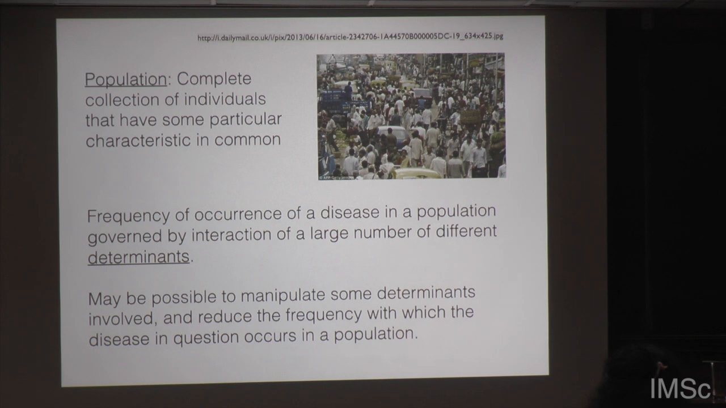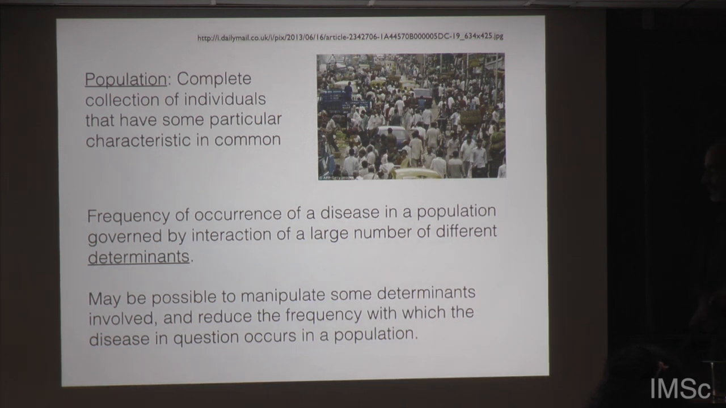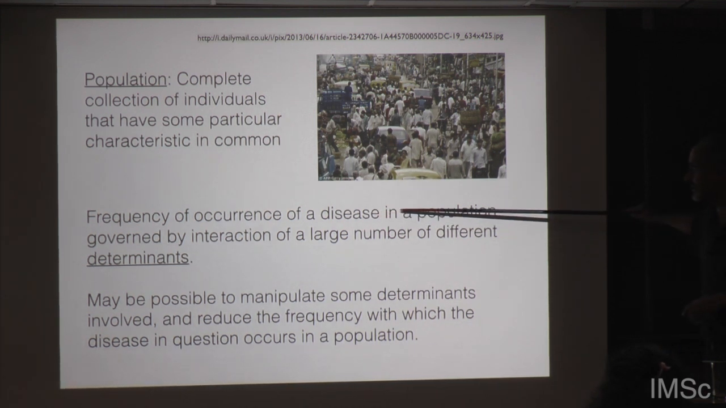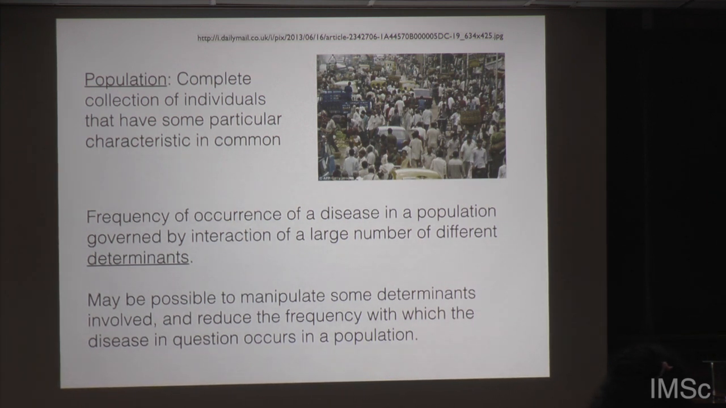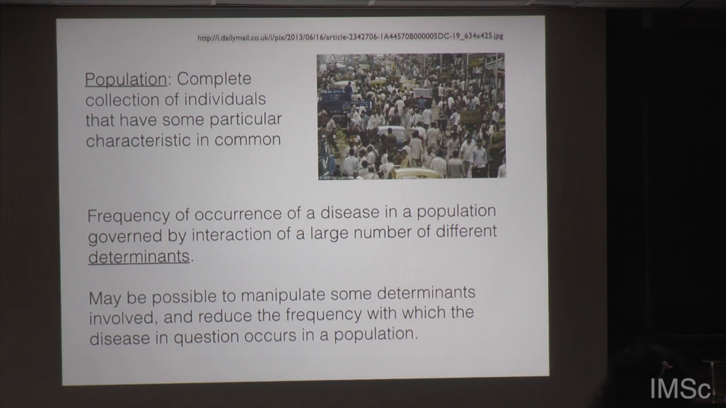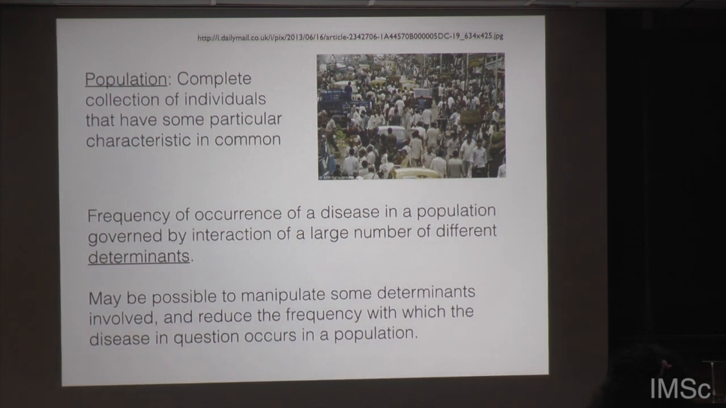Here's another term that's called a population. Population is some collection of individuals that have some particular characteristic in common. For example, all of you are a population. The common characteristic that you share is that you're all sitting in this room. Okay? The frequency of occurrence of a disease in a population is governed by a large number of different aspects. These are called determinants. And sometimes it's possible to manipulate these determinants and reduce the frequency with which the disease in question occurs inside a population.